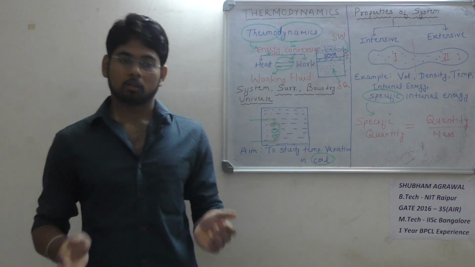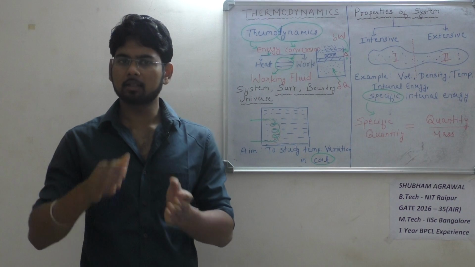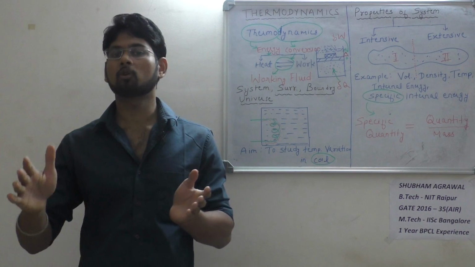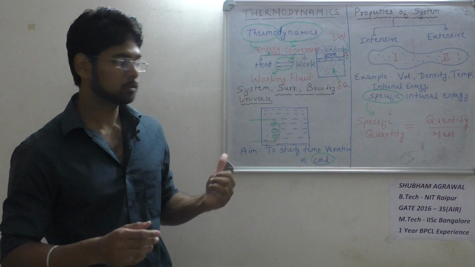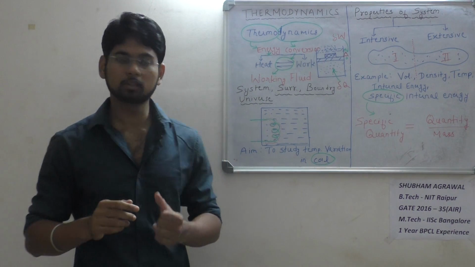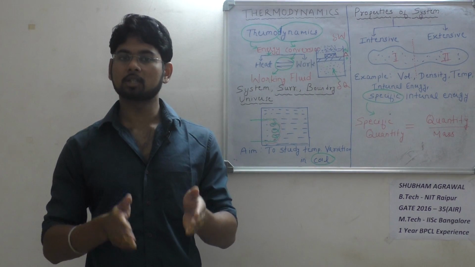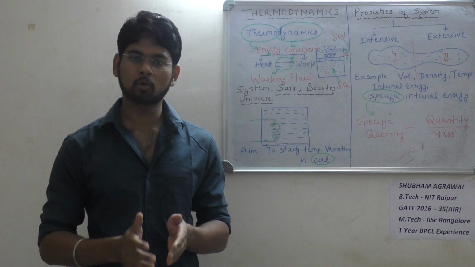Now what is system boundary? The imaginary line that distinguishes system from the surrounding is the system boundary. In the experimental setup I have shown it with the red dotted line. This is the system boundary, right? So this was all about system, surrounding, system boundary and universe.